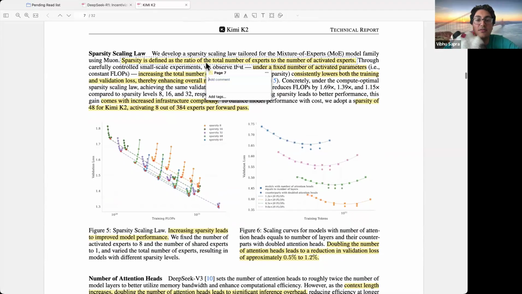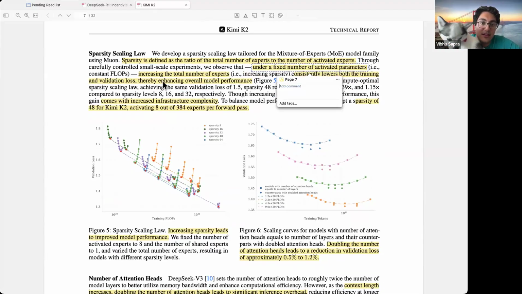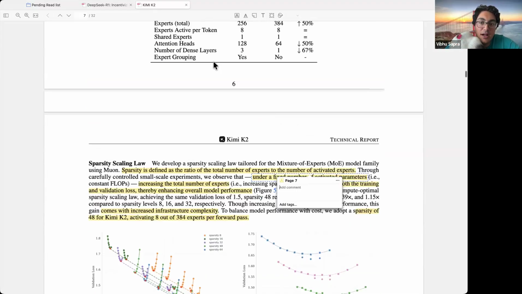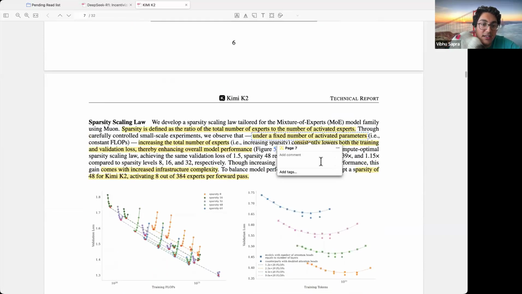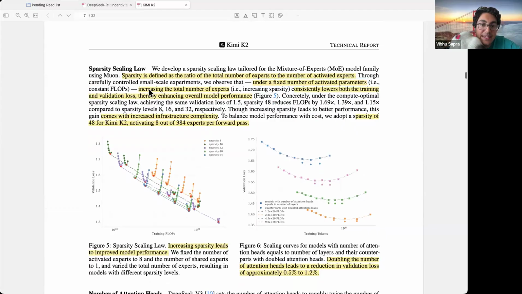Let's read through this. Okay, sparsity is a ratio of total number of experts compared to the number of active. So this is the scaling law basically that they find. Under a fixed number of active parameters, in this case the 32B active parameters that they want to set, increasing the total number of experts, basically making it more sparse, consistently lowers both the training and validation loss, thereby enhancing overall model performance.